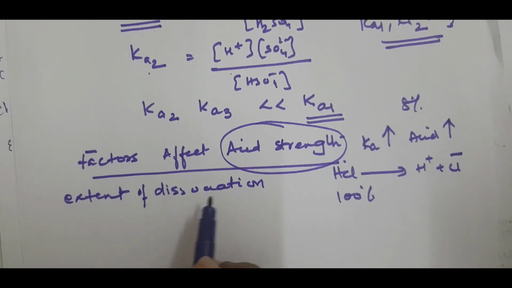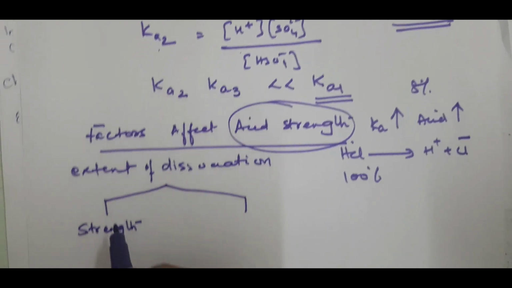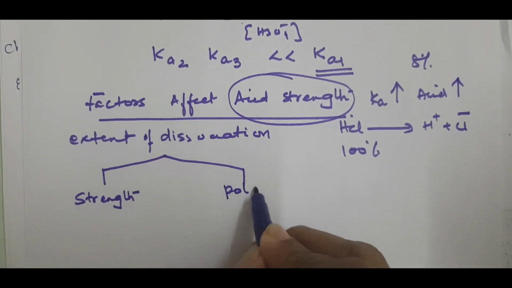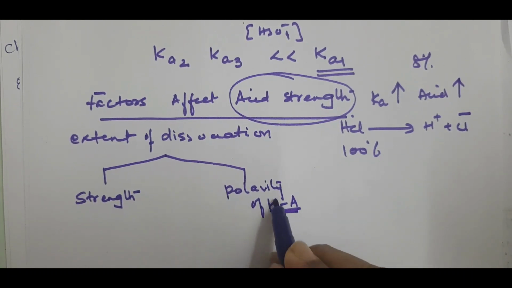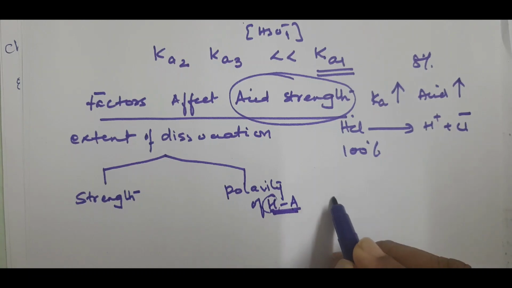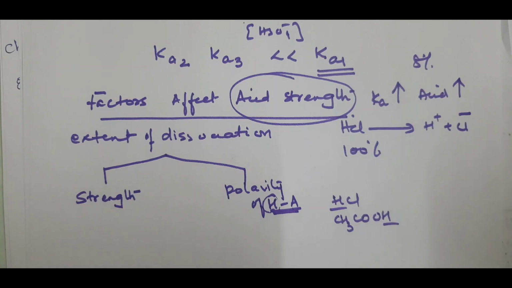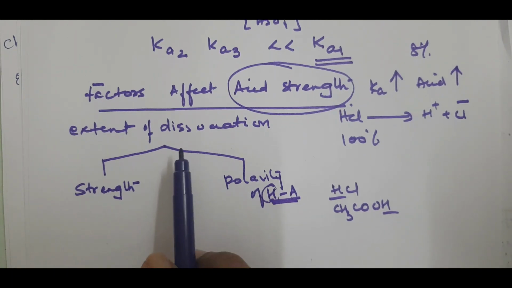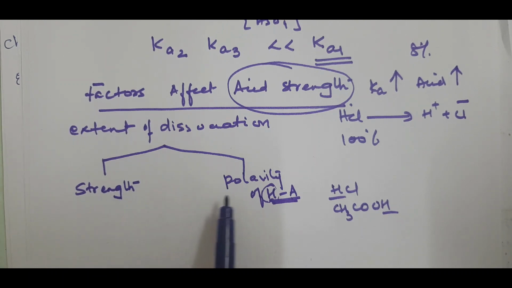So the extent of dissociation, that is the acid strength, mainly depends on 2 criteria. One is the strength of the HA bond, and second is the polarity of the HA bond. HA bond means H represents the proton and A is, for example, Cl in HCl or CH3COO in CH3COOH. So the extent of dissociation mainly depends upon 2 factors: the strength of the bond as well as the polarity of the bond.